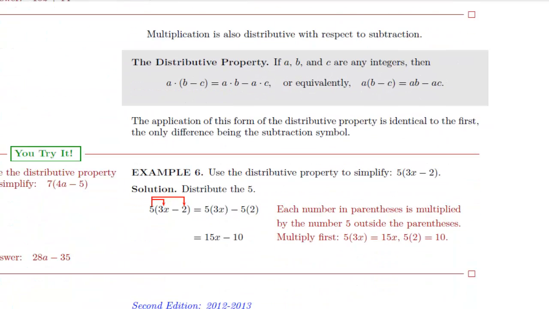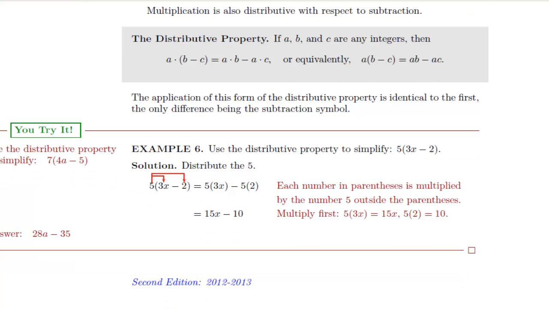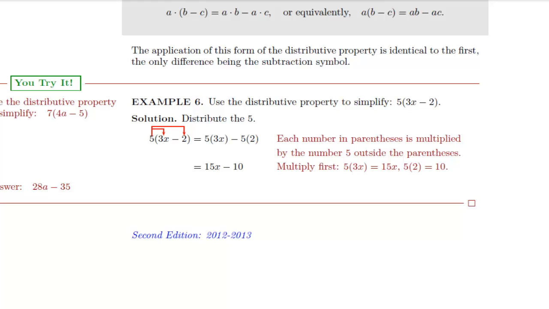Multiplication is also distributive with respect to subtraction. Where a, b, and c are any integers, then a times the difference of b and c equals the product of a and b minus the product of a and c. The application of this form of the distributive property is identical to the first, the only difference being the subtraction symbol.